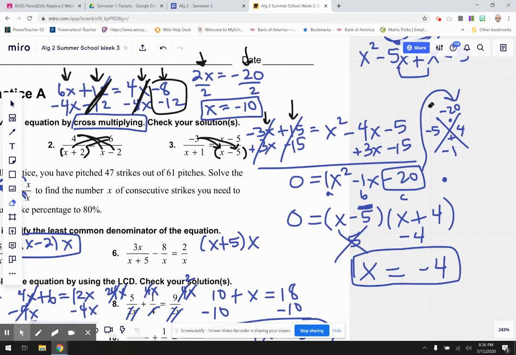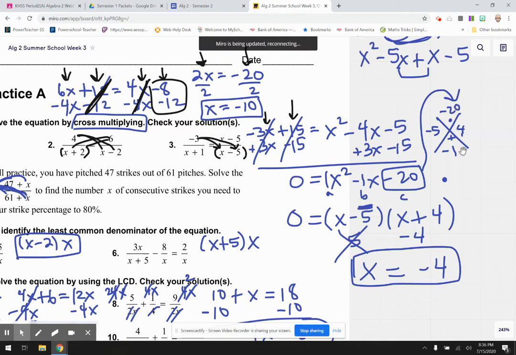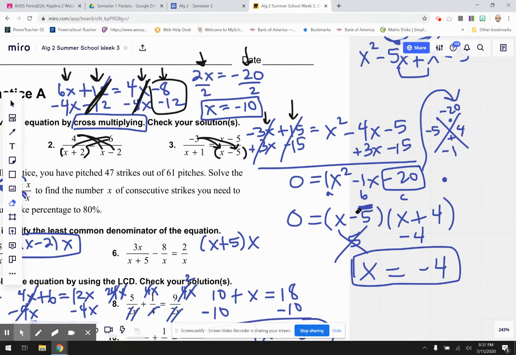So I put the negative 20 on top. I put the negative 1 on the bottom. 2 numbers that would multiply to give me negative 20. So they have to be different signs to be negative. And then 5 times 4 is 20. And then negative 1 here on the bottom. If you combine them, you get negative 1. So those are my 2 factors. Negative 5 is a factor and positive 4 is a factor.